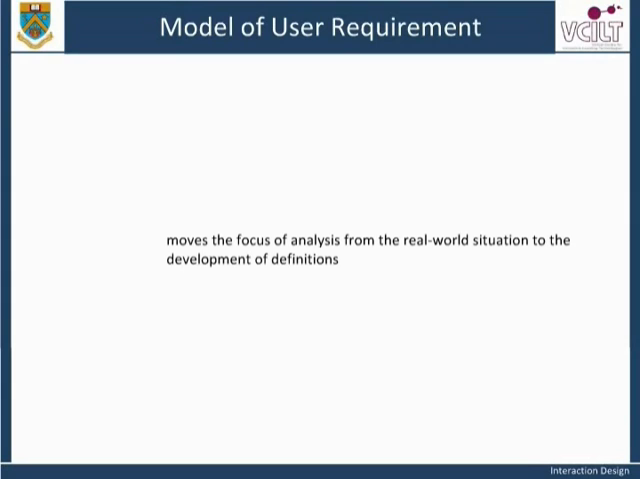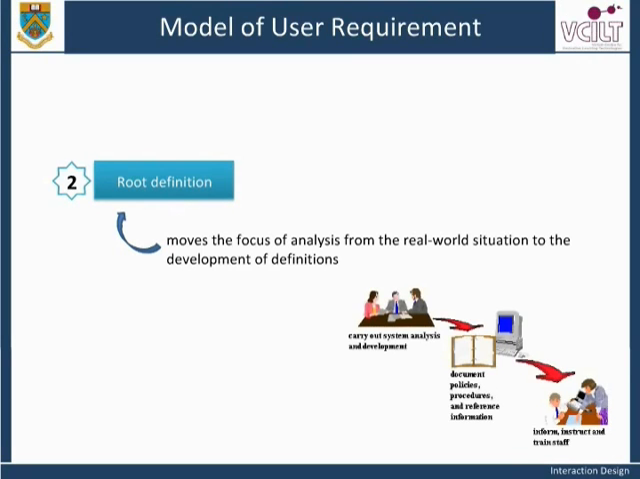The next stage moves the focus of analysis from the real-world situation to the development of definitions of what stakeholders perceive to be the activities taking place in the organization. These definitions are referred to as root definitions of the system. There may be several different root definitions which need to be reconciled at a later stage. Click on the button to view the aspects of the root definitions model.